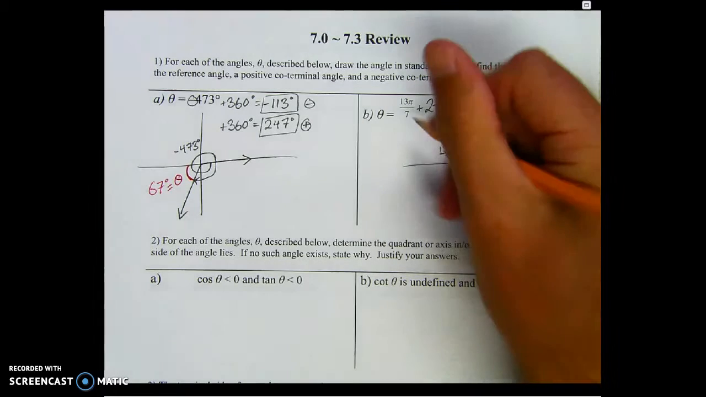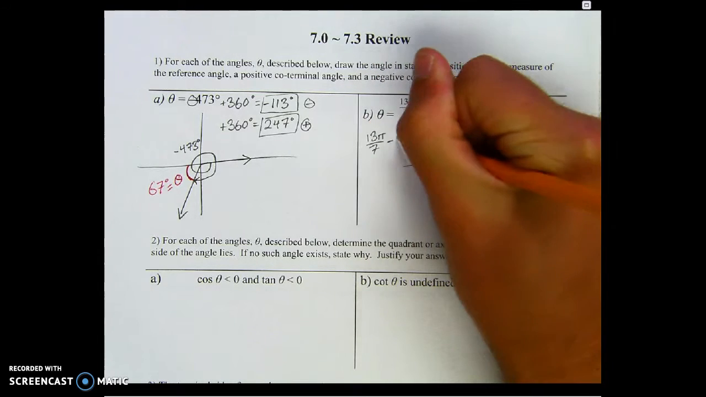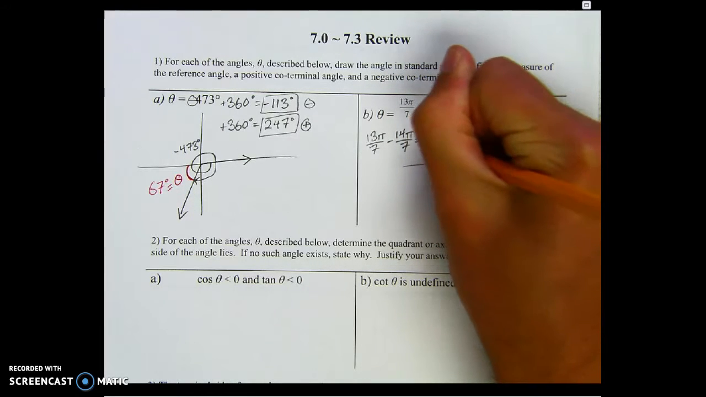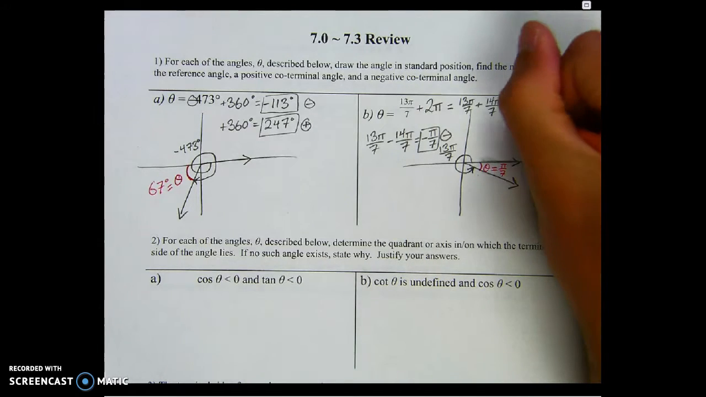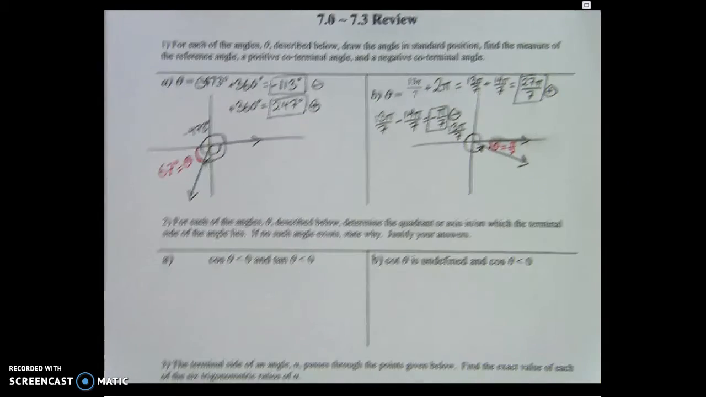Okay, and if we subtract 2 pi from 13 pi over 7, that's the same as subtracting 14 pi over 7 from 13 pi over 7, and we get negative pi over 7. So there's my negative coterminal angle, here was my positive coterminal angle, and that's it for letters A and B for the first section.